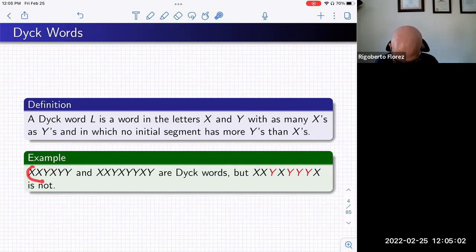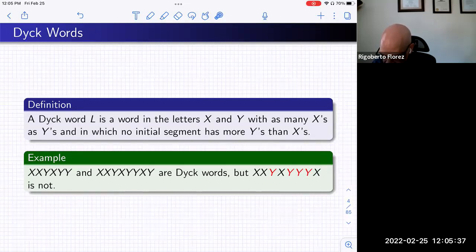Here we are safe. Here also safe, because no more Ys than Xs. And here is just the same number. And this is not good because in this part, yes, no more Ys than Xs. Good, no more Ys than Xs. But in this part, more Ys than Xs. So this is not a Dyck word. That is a bad Dyck word. There are, I think, thousands of papers on Dyck words.